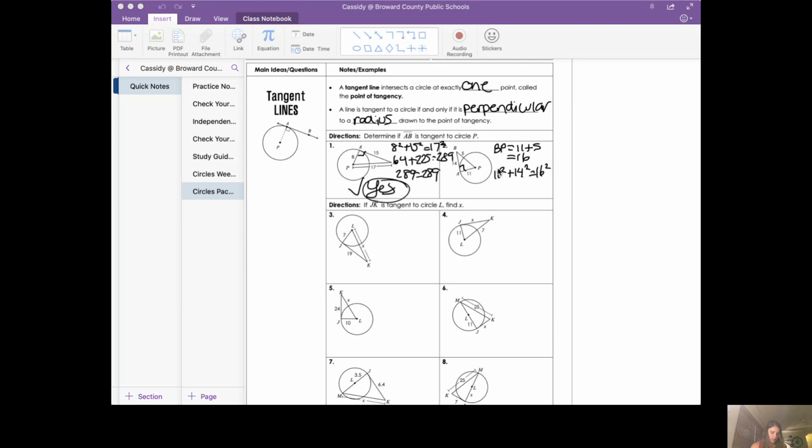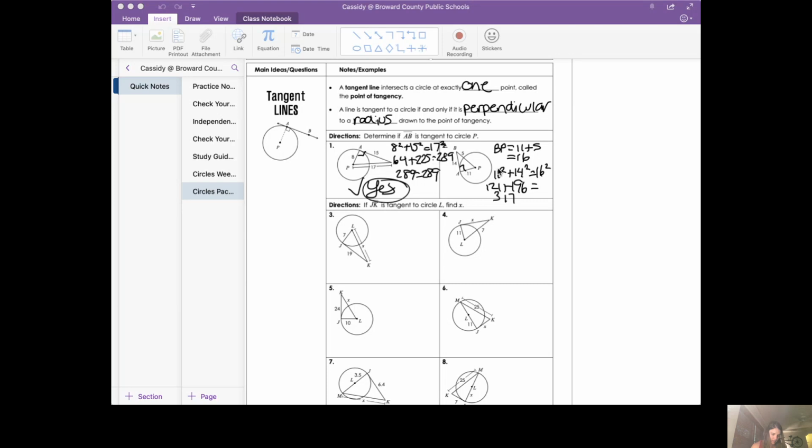All right, 11 times 11 is 121. 14 times 14 is 196. And so we're going to add those together. 196 plus 121, we get 317.